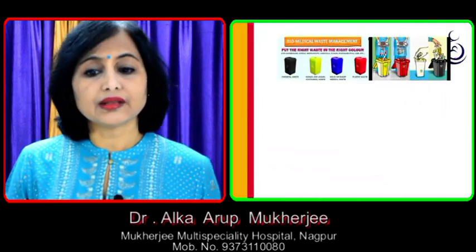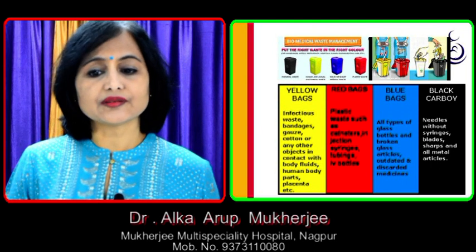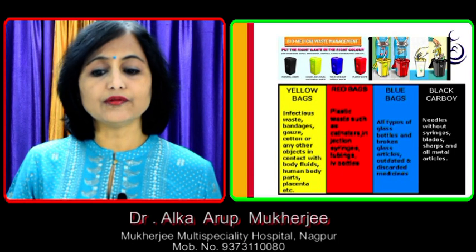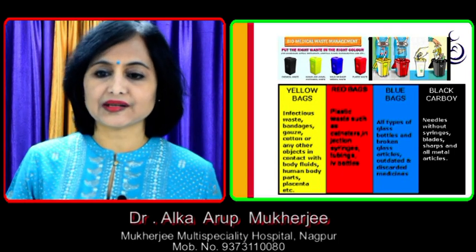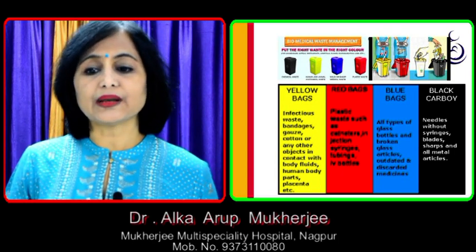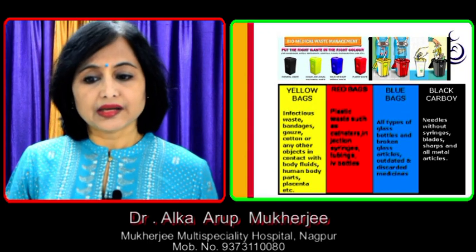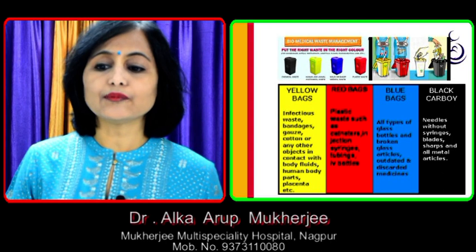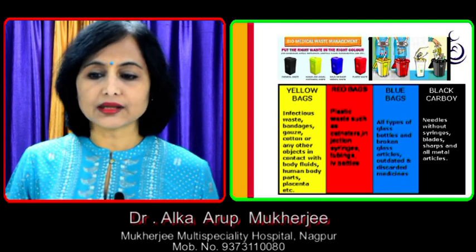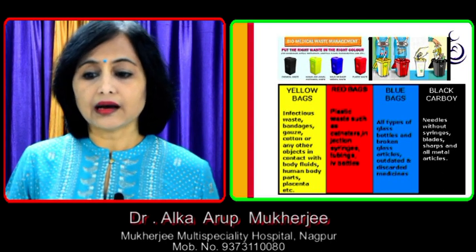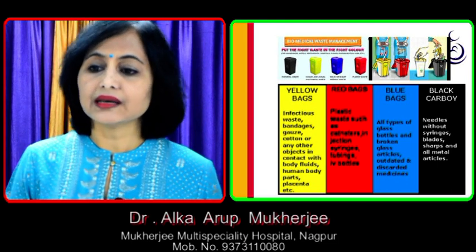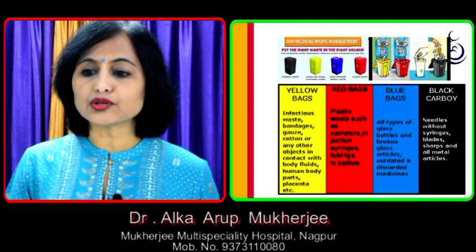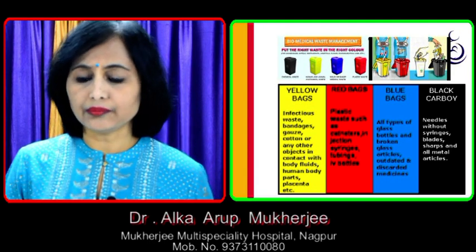Yellow bags are used for infectious waste, bandages, gauze, cotton or any other objects in contact with the body fluids, human body parts and placenta, etc. Whereas the red bags are for plastic waste such as catheters, injection syringes, tubings or IV bottles. In blue bags, we have to keep all types of glass bottles and broken glass articles, outdated and discarded medicines. In black bags, the needles without syringes, blades, sharps and all the metal articles.